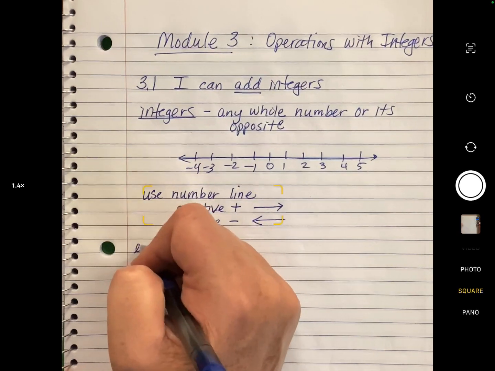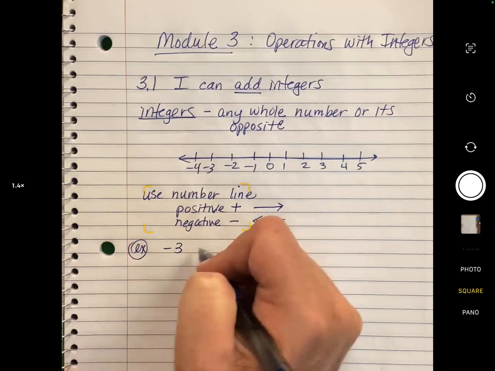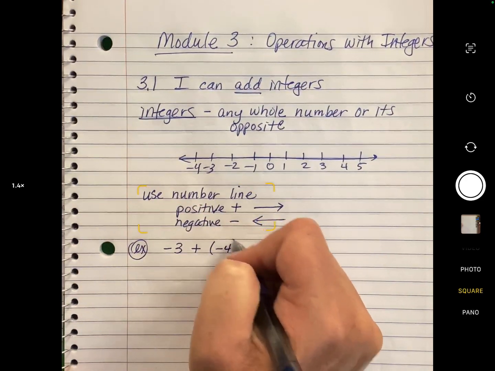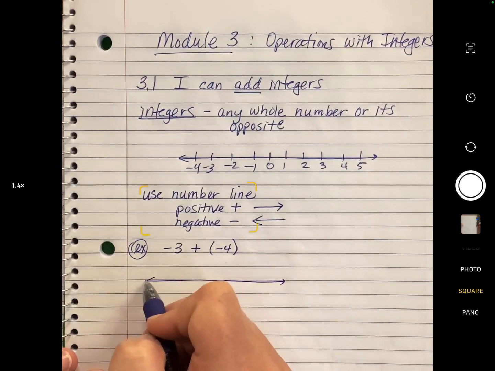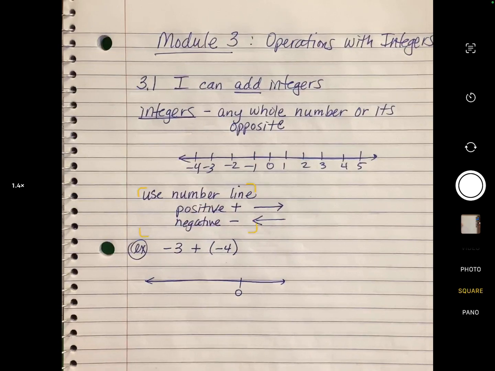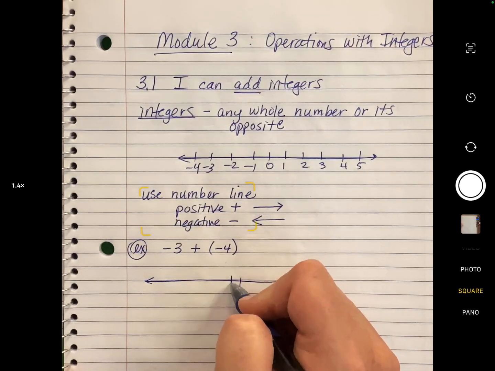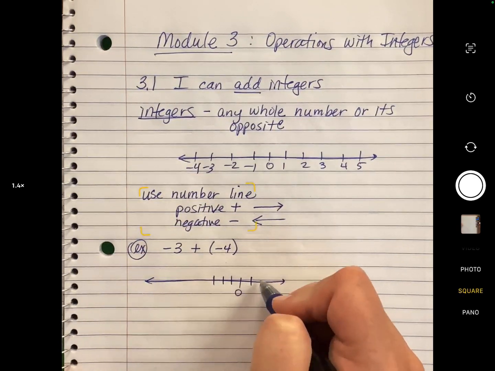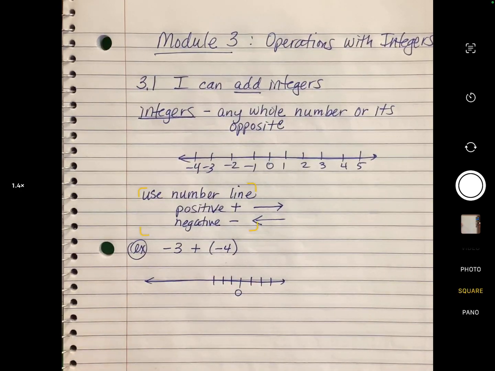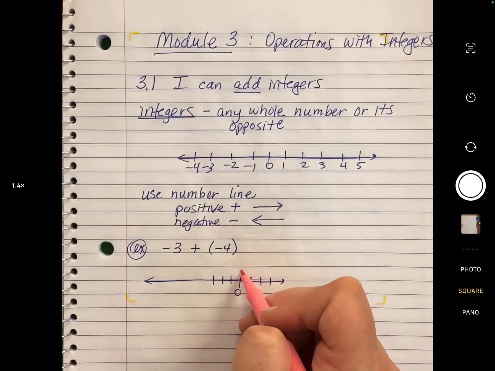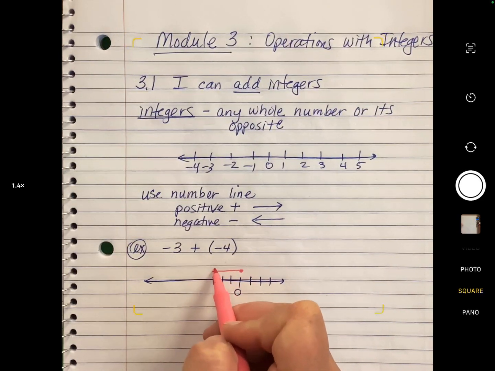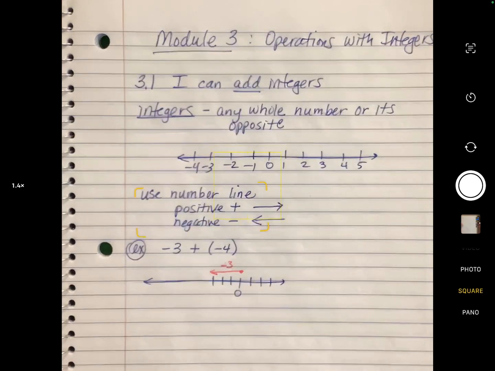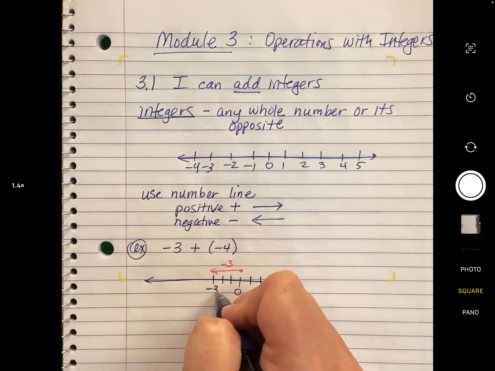Let's try an example. If I have -3 plus -4. So let's draw a number line here. And I'm going to put my 0 about here. And I know I'm going to be going this direction. So we're going to start by moving to the left 3. So start at 0 like you did in the game, and we're going to move left 3. 1, 2, 3. So we went left -3. Okay, so right now I'm at -3.